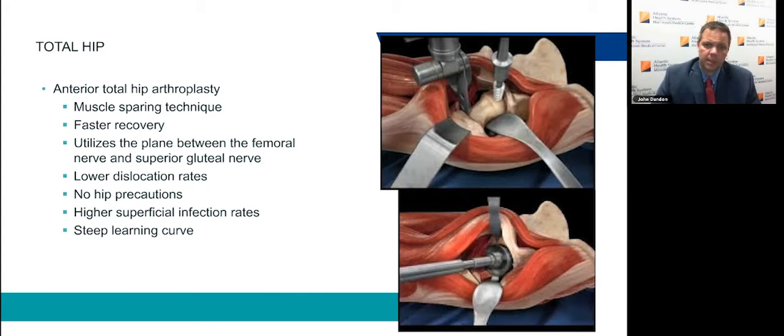The one downside to them, it's a harder approach to do. So it's a very steep learning curve with these. So early on, surgeons who do them have high fracture rates. Also, you'll see a little higher superficial infection rates on these patients in the early phases because people are tensioning the skin and beating up the skin, but that gets better as time goes on.